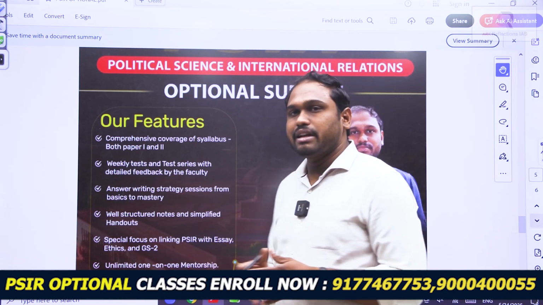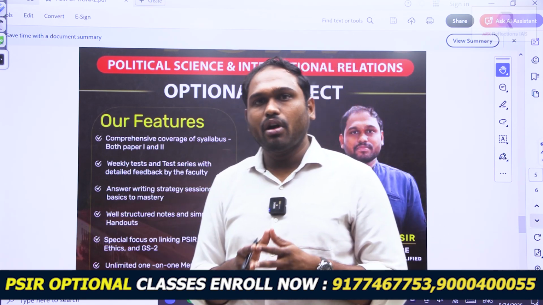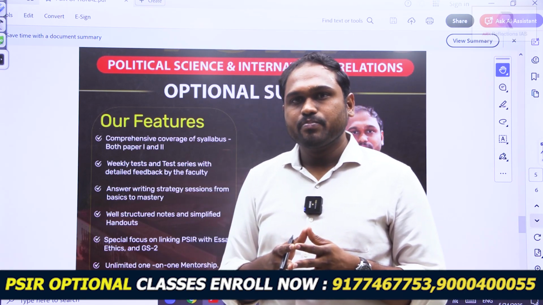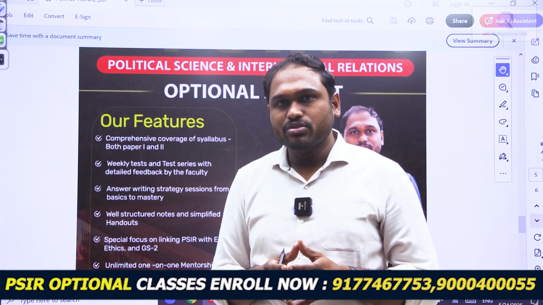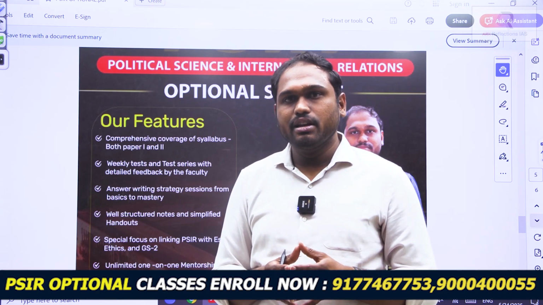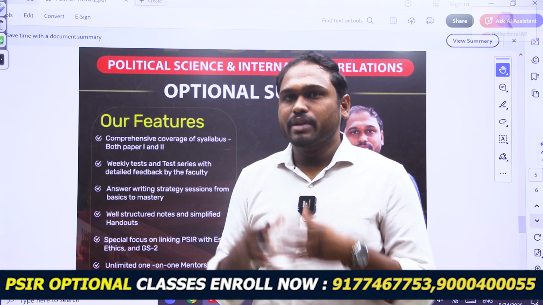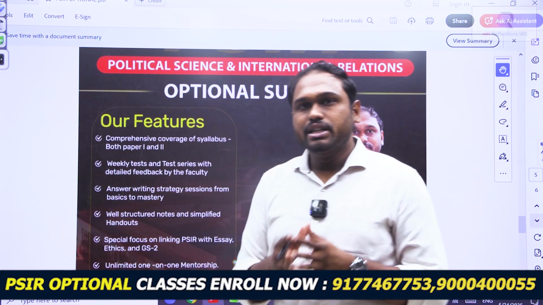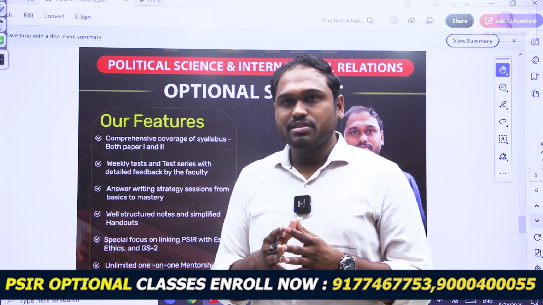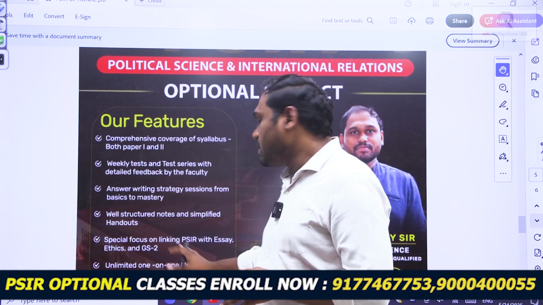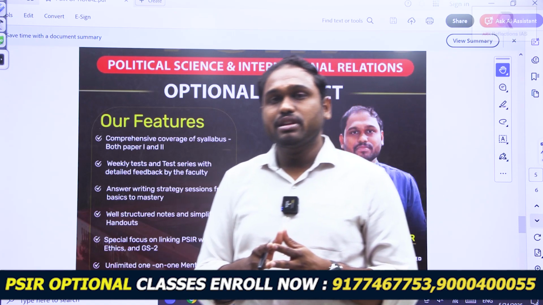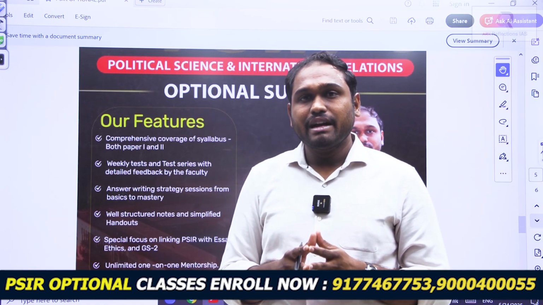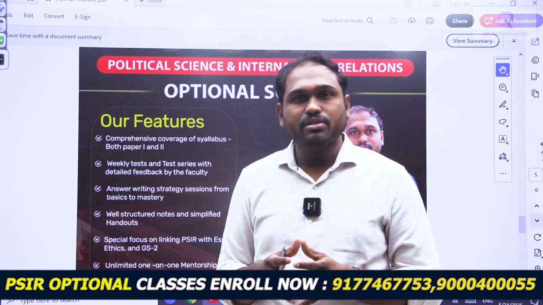And the fourth one is well-structured notes. Every class will be followed up by giving a handout. Sources I will be telling in the classroom. Besides that, handouts are easily understandable notes which you can reproduce in the exam. Besides that, special focus will be given to interlinking PSIR with other GS papers. And finally, mentorship is a special, unique feature, unlimited mentorship until you get into the service through a rank.